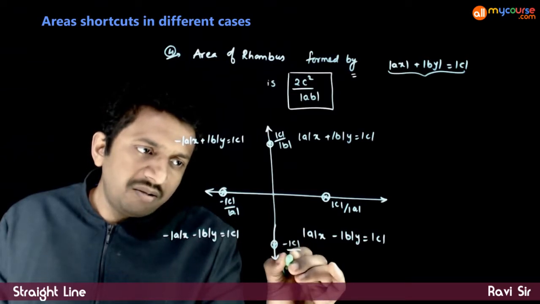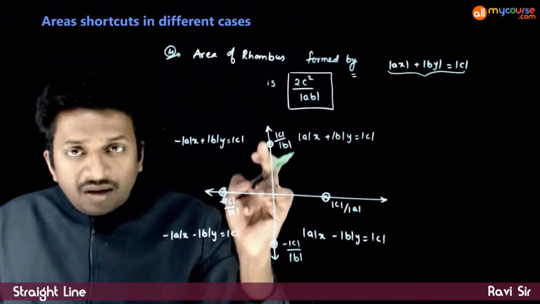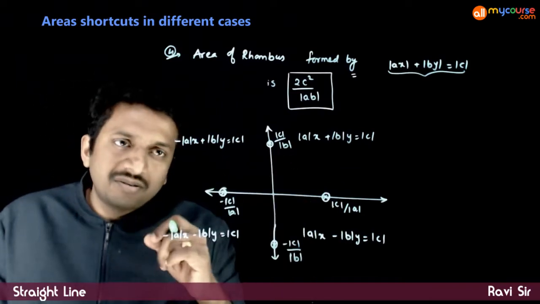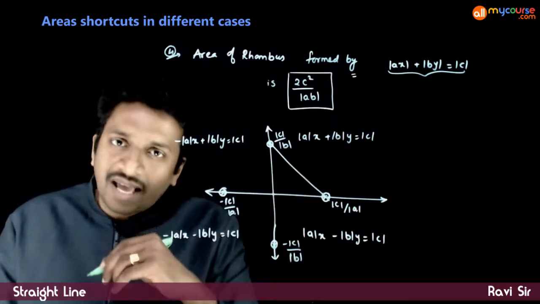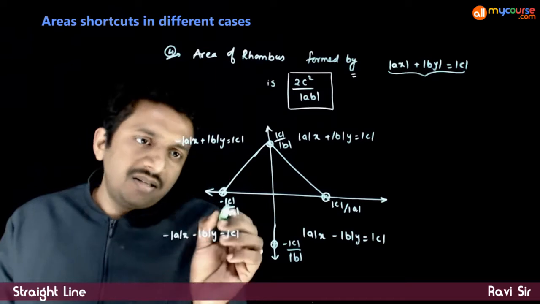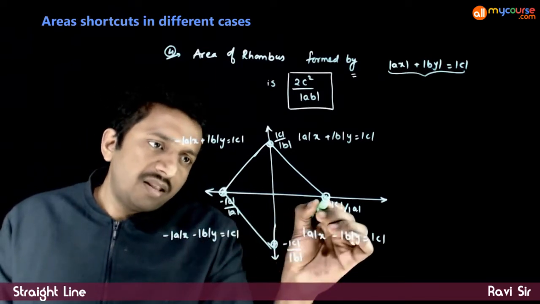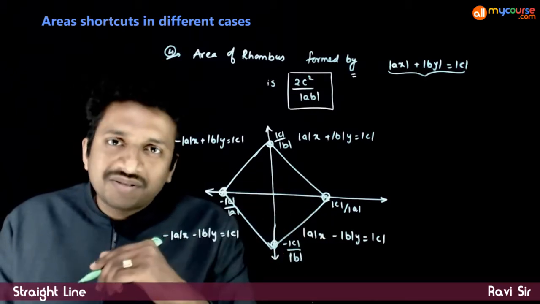Minus mod C by mod B. So now once you have all the intercepts, what is the figure that is formed? In the first quadrant, this is the line which is formed. In the second quadrant, this is the diagram. Third quadrant, this is the diagram. And the fourth quadrant, this is the diagram. Obviously, you can see that you got a rhombus.